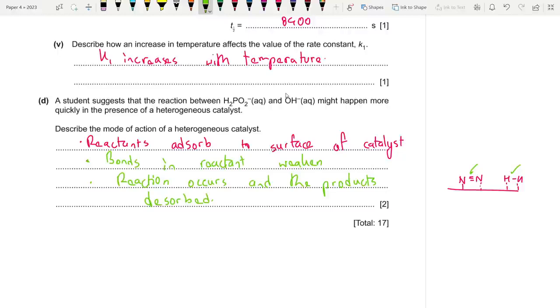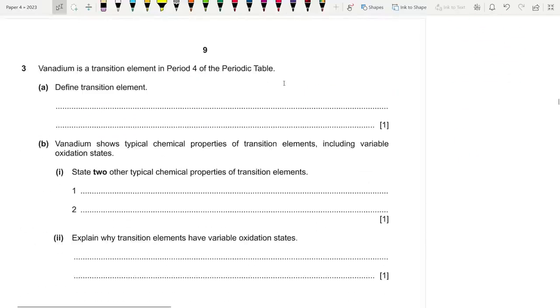They mentioned something in the mark scheme. They said ignore "bonds are broken" because bonds are broken in all reactions. So you need to specifically say that bonds weaken. That's the thing that you need to mention. And instead of "products are desorbed", you can say that products are released or diffuse away. Same thing. Okay, moving on to question number 3.